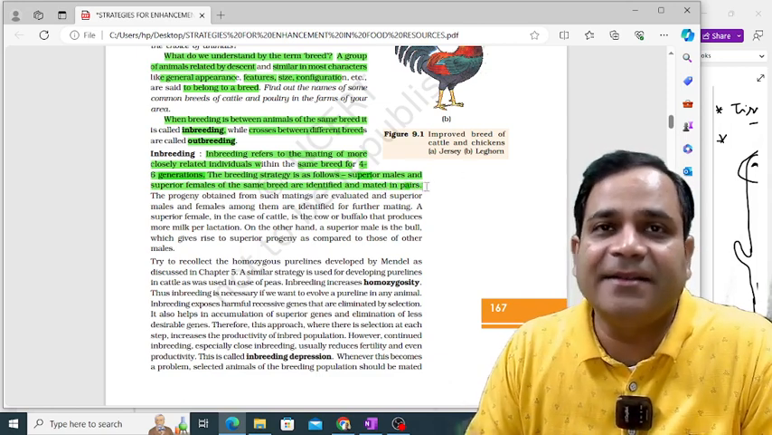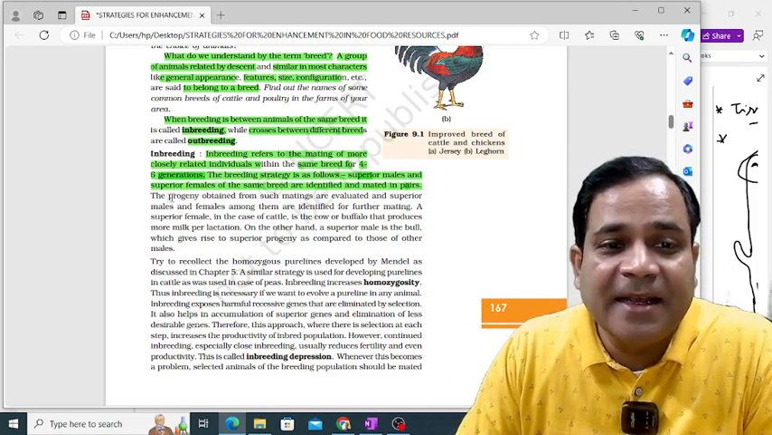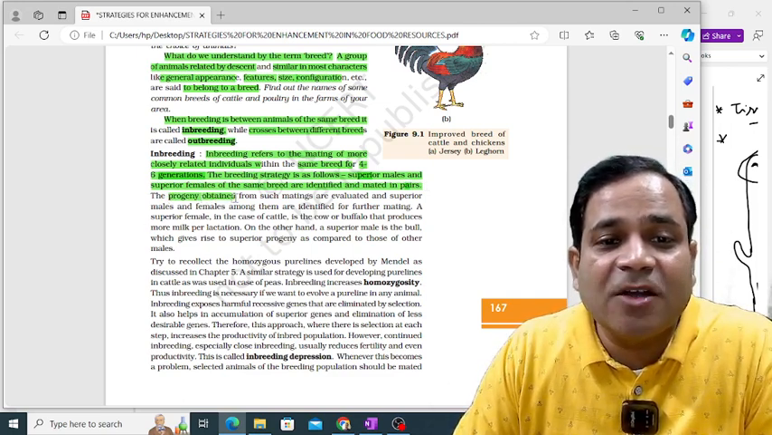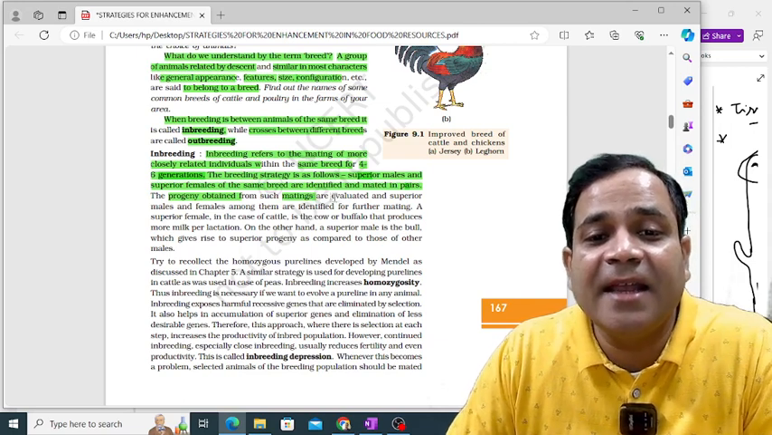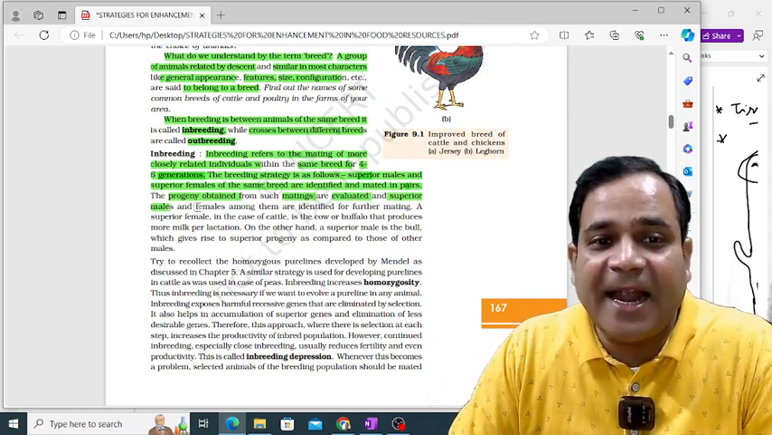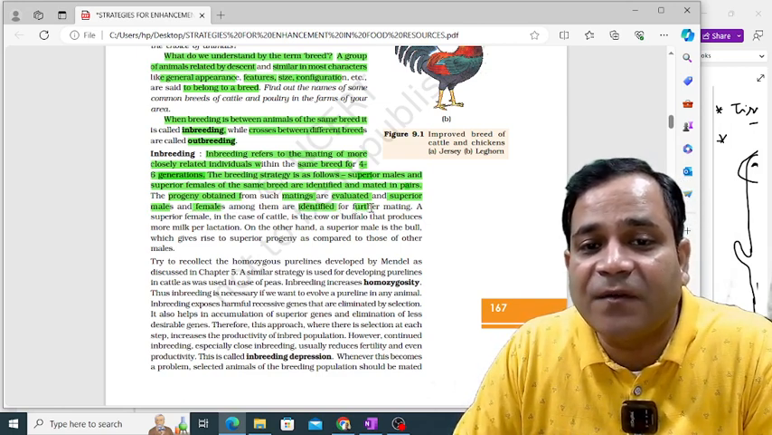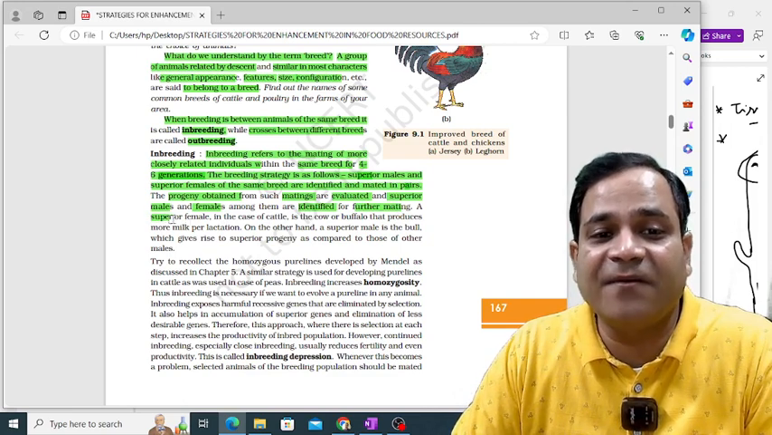Pairs, my dear. Then what do we get? We get the progeny. The progeny obtained from such a mating are evaluated, superior males and females are identified, and among them a superior female is selected for further mating.